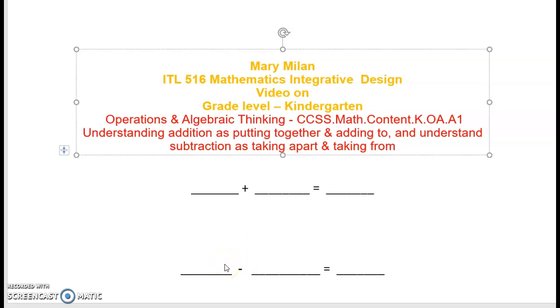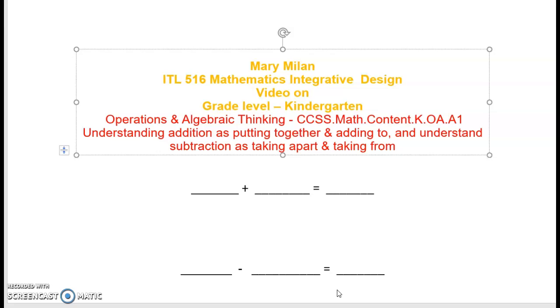At the bottom is my subtraction sentence. Again, it would need a number, an addend on the left, and then I have the subtraction minus sign. And over to the right with an underline, I would need a second digit to equal the sum. So in this first slide, I did not want to put in any numbers.